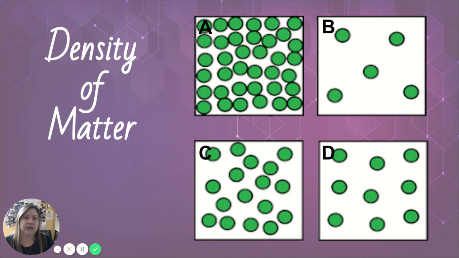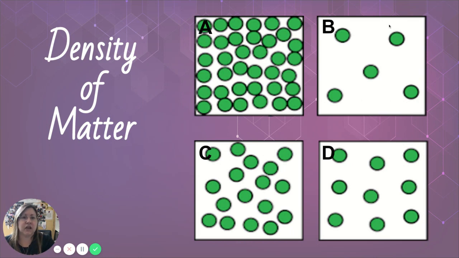So when you're looking at these, the one that has all the particles close together, that's going to be the highest density. So letter A here has the highest density because it has the most matter packed into a specific amount of volume. Whereas if you look at B, it's got the same amount of volume. It's taking up the same amount of space. However, it doesn't have nearly as many molecules. They're able to spread out. They have spread out a lot.